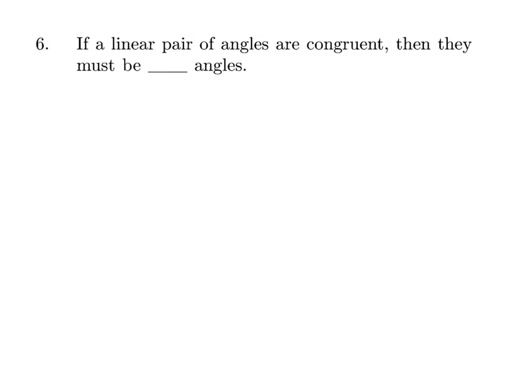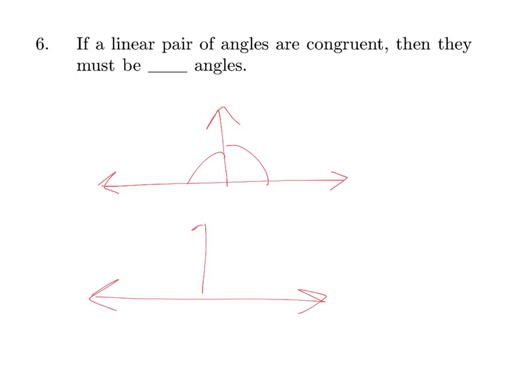If a linear pair of angles are congruent, then they must be blank angles. Well, here I have a linear pair, and they're congruent. So if they're congruent, this is what's going on here. They're the same measurement, and the only way they can be the same measurement is if they both measure 90. All right, for a linear pair. So that means these angles are both right angles.